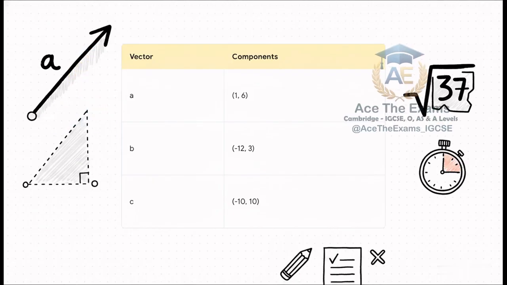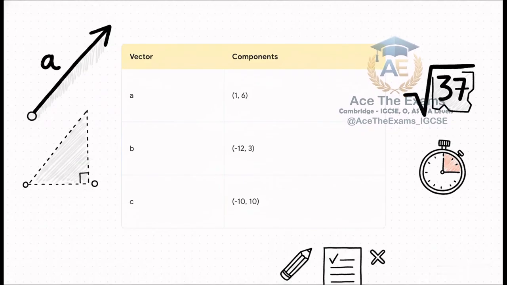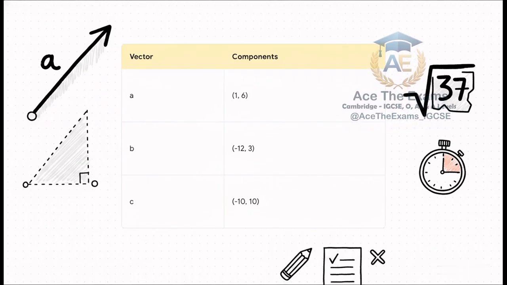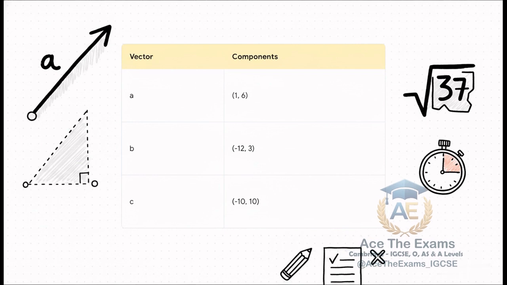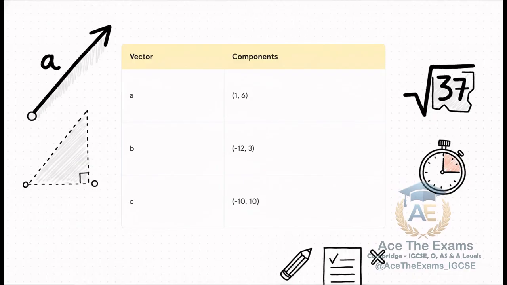Why 1 decimal place? Because the source material demands exactly 1 decimal place for magnitude calculations unless stated otherwise. If you write out the full long trailing decimal from your calculator screen, you lose the accuracy mark. The command words and formatting rules dictate your final grade just as much as the math itself.